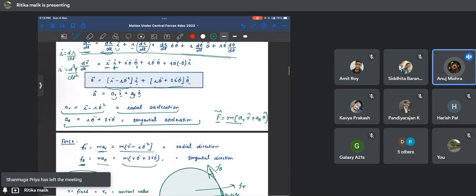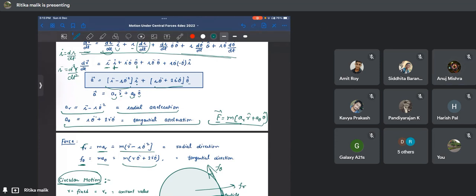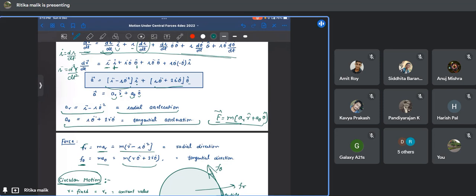Ma'am, a is equal to a_r r cap plus a theta theta cap. Up to here the values we have got. Then after that, we are taking the values of a_r and a theta. That value I didn't get. How did we arrive at these values of a_r and a theta?